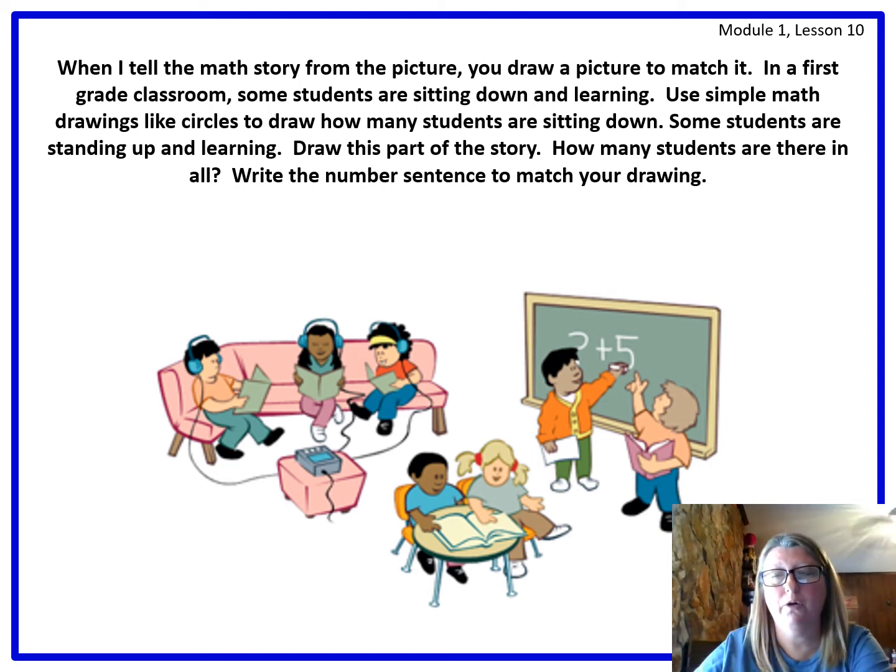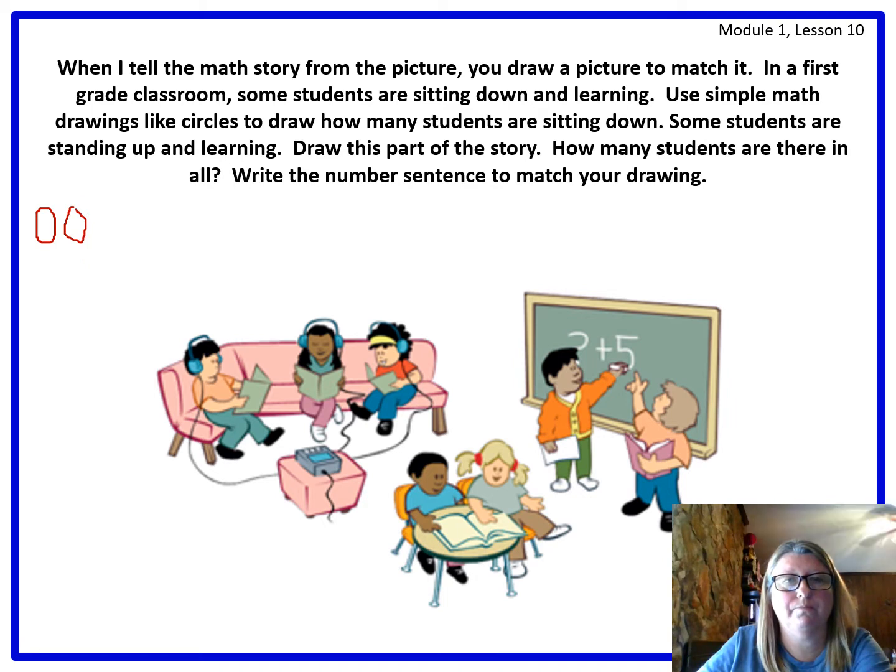Okay, so let's go back to the beginning of the story, and it says, in a first grade classroom, there are some students sitting down and learning. So let's see, how many students are sitting down? 1, 2, 3, 4, 5. So there are 5 students. So I'm going to draw 5 circles. So if you've got your whiteboard, you can be drawing 5 circles.